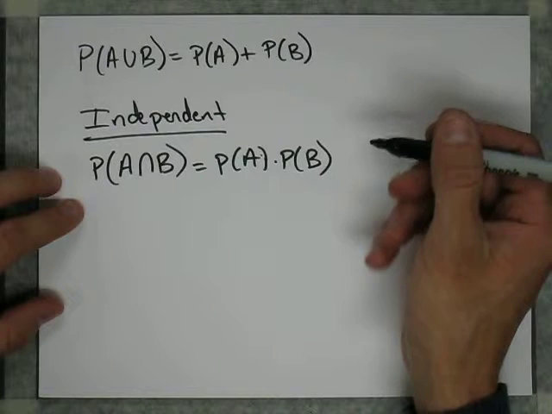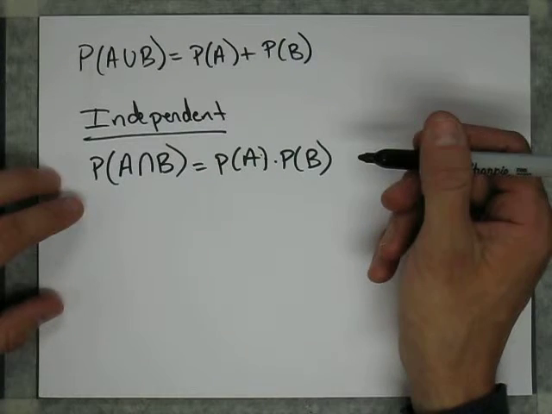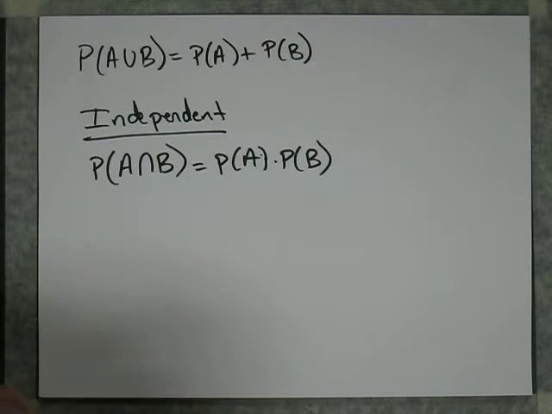Okay, now when we look at independent events, we'll look at an example. If the occurrence of one event has no effect on the probability of another event, the two events are said to be independent. So in general, if the occurrence of one event has no effect on the probability of another event, the two events are said to be independent.